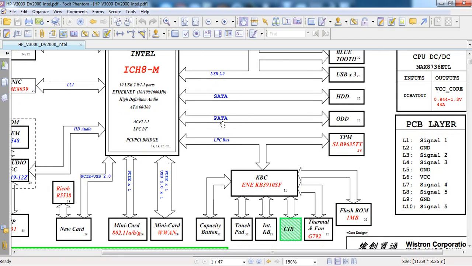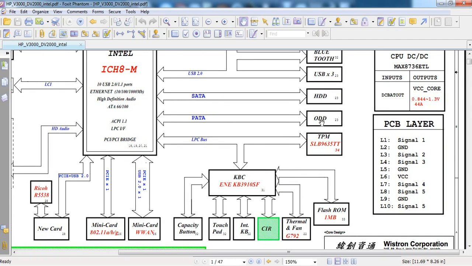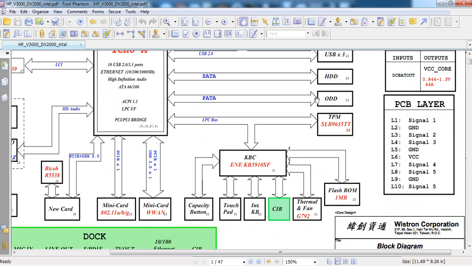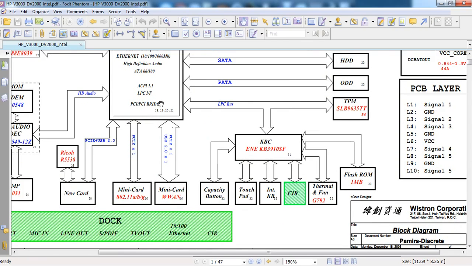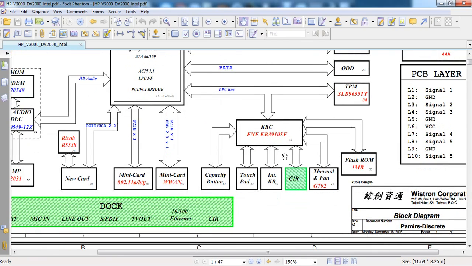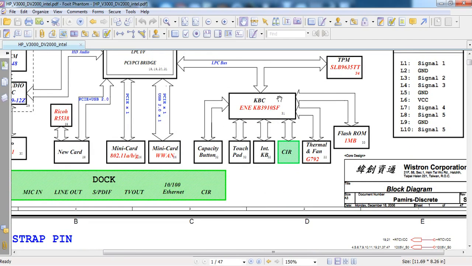This is parallel ATA, which is used to connect your DVD writer, optical disk drive. Okay, and this is the LPC bus, which is used to connect. This is very important. This is the keyboard controller, SIO. This is also called the super IO chip, super input output chip.